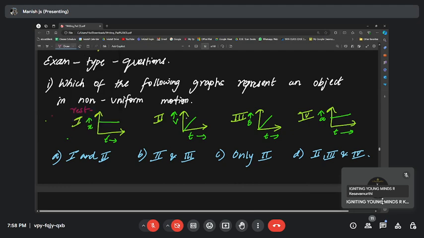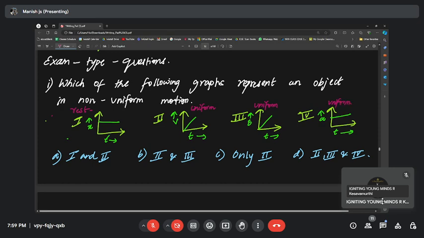Here, the second one, in equal intervals of time, the velocity is changing equally. The gradient, the slope, is going to be constant. So this is uniform. Third one, you can see equal displacements in equal intervals of time, right? So again, you can call this uniform. The last one, you can see the acceleration is constant with time. So that much information you have, so this is also going to be uniform.